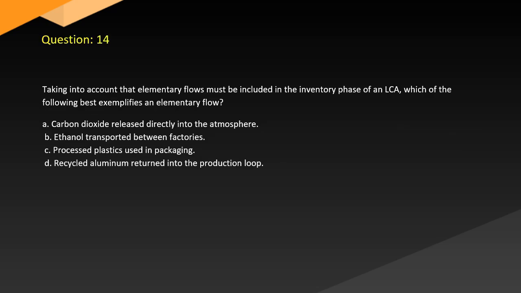Question 14. Taking into account that elementary flows must be included in the inventory phase of an LCA, which of the following best exemplifies an elementary flow? A. Carbon dioxide released directly into the atmosphere. B. Ethanol transported between factories. C. Processed plastics used in packaging. D. Recycled aluminum returned into the production loop.